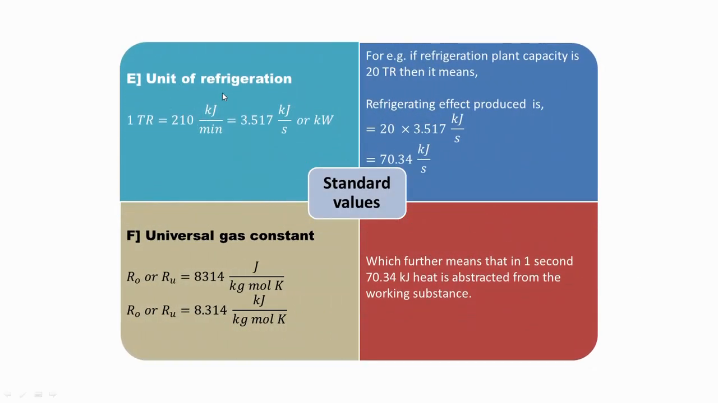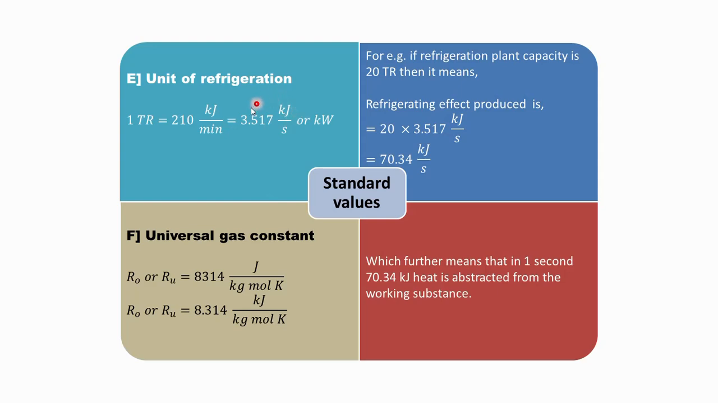Now, unit of refrigeration. TR stands for 1 ton of refrigeration, that is 210 kilojoule per minute. It means that in 1 minute, the heat that is abstracted from the hot substances which are kept inside the refrigerator is 210 kilojoule. Divide this by 60, it will be 3.517 kilojoule per second. It means that in 1 second, this much amount of heat is removed from the substances which are kept inside the fridge.